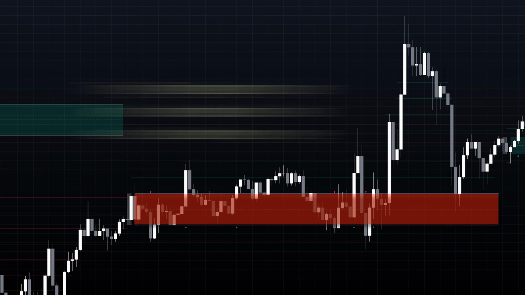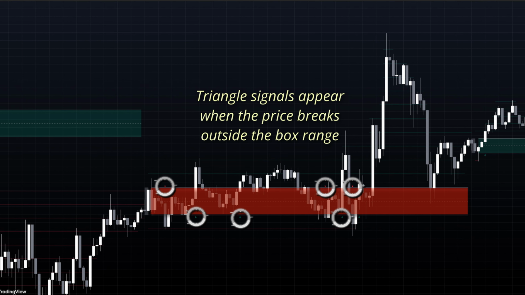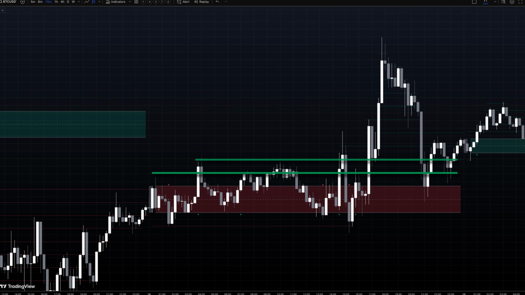The indicator displays the opening range as a highlighted box. When price breaks above or below these levels, the indicator can generate visual breakout signals. As price continues to move, the indicator automatically calculates and displays target levels at specified percentages of the original range.